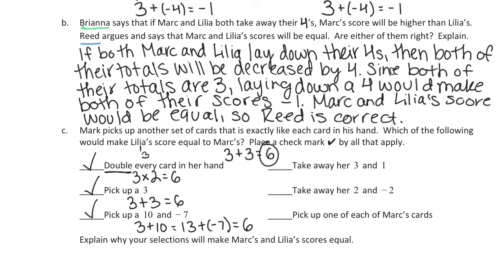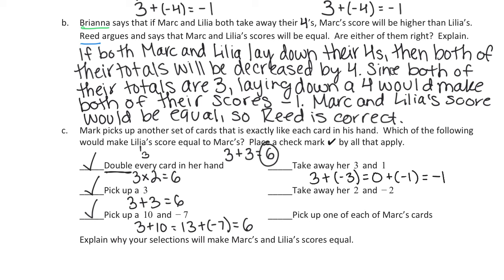Now we know Lilia's score starts at 3. If we take away her 3, that means we're going to add a -3 because we're taking that 3 away. And 3 plus -3 is going to give us 0. And we're going to take away a 1, so we're going to have plus -1 since we're taking that +1 away. 0 plus -1 is going to give us -1. Now -1 is not the score that Mark has, which is 6, so we're not going to check mark that one.